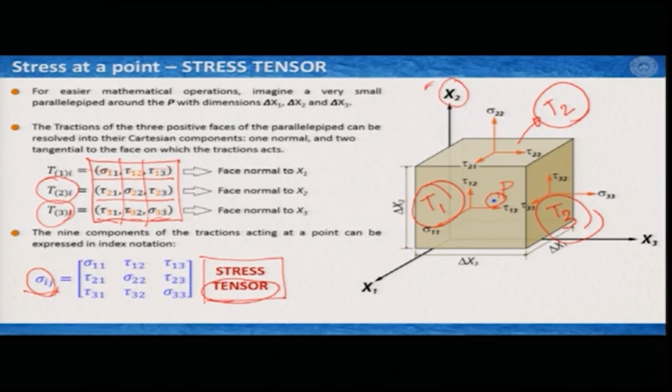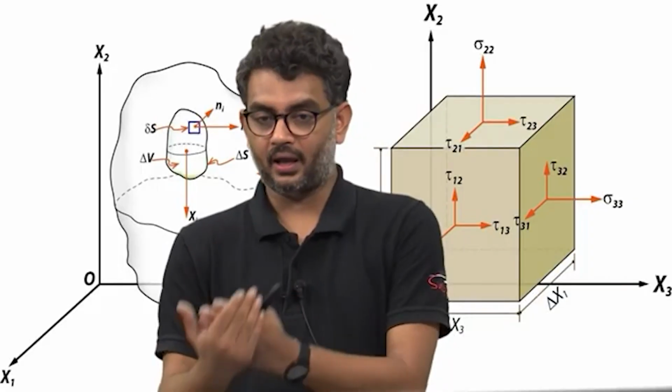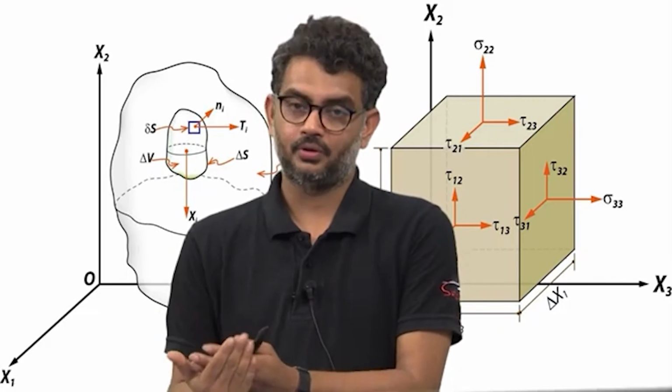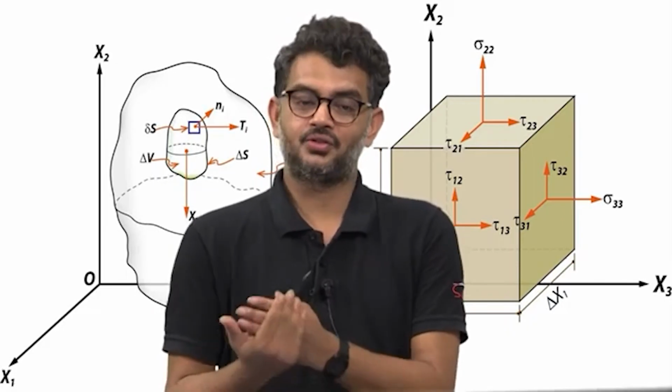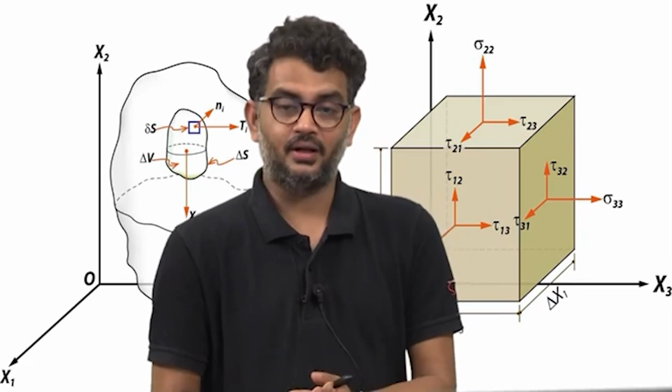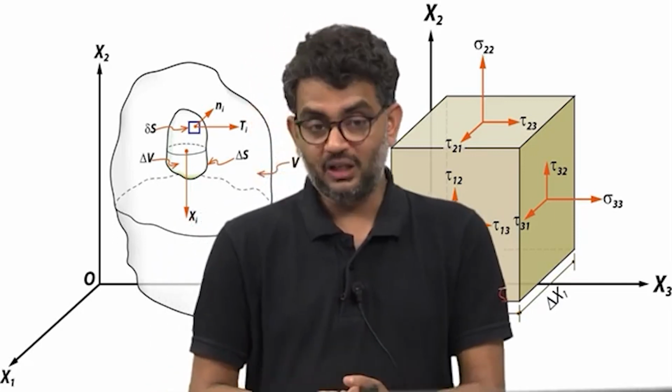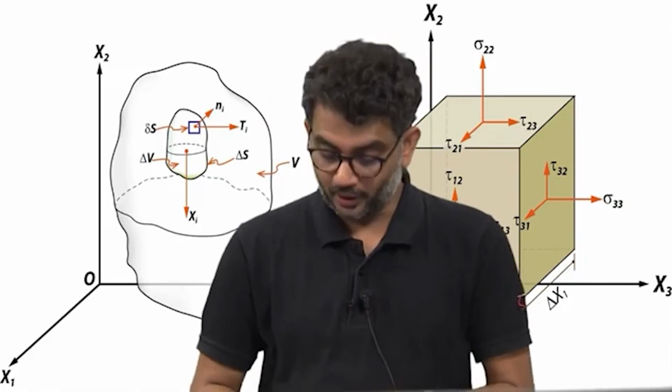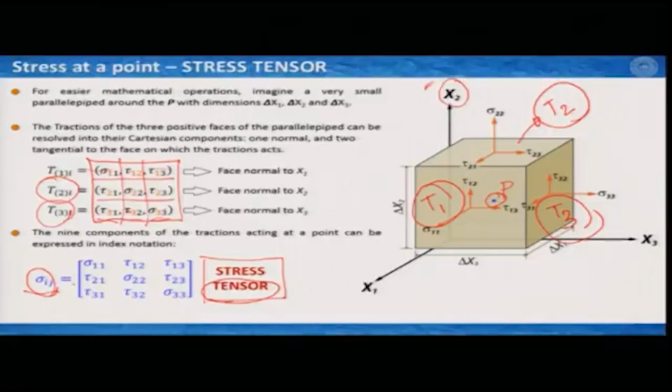So, I believe you now have the idea that from the traction, which was a vector, we have now arrived at a new concept. When we have to define the stress at a point, it cannot be a vector, it is a tensor, and in 3 dimensions you need 9 components, and in 2 dimensions you can define it with only 4 components, but it would still remain a tensor.